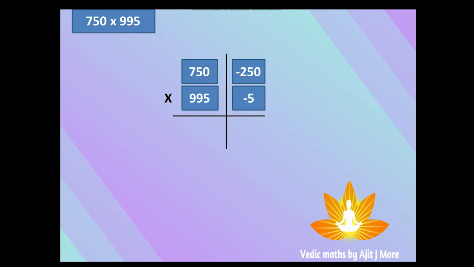Okay, now the first part is crosswise or diagonal. What we have to do is add. So 750 minus 5 is 745 and 995 minus 250 is also 745. That is your first part. And the second part is 250 into 5. Now 25 into 5 is 125, put a 0. Is it? Okay, so you will get 1250.